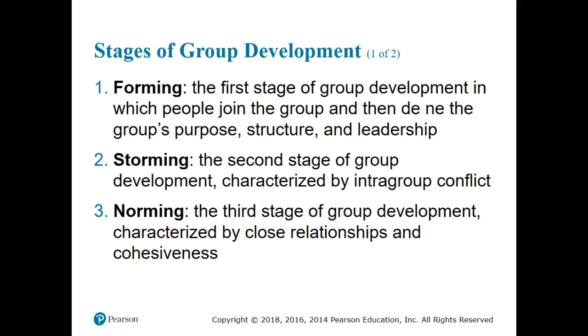Then we have the storming phase, and that's the second stage of group development, characterized by intragroup conflict. Now, the storming stage is appropriately named because of the intragroup conflict. There's conflict over who will control the group and what the group needs to be doing. Now, during this stage, a relatively clear hierarchy of leadership and agreement on the group's direction emerges.